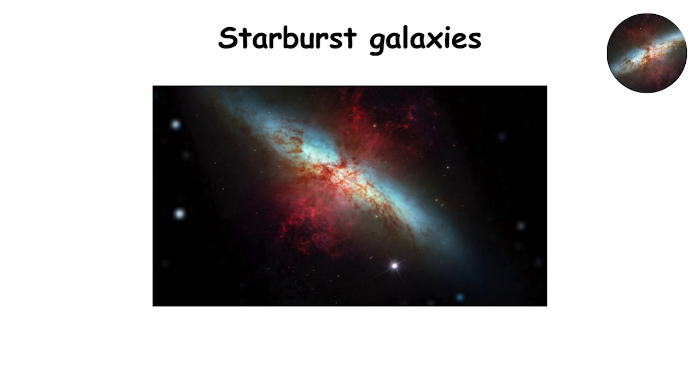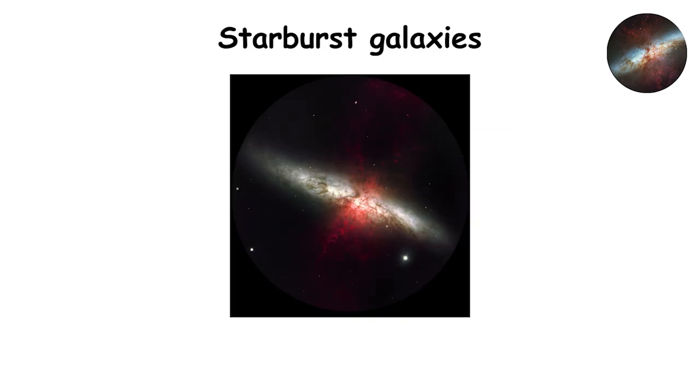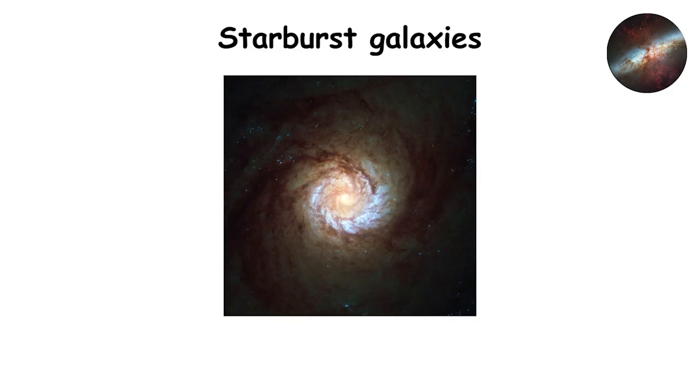All this rapid star birth creates powerful winds that blast gas outward at speeds over 1,000,000 miles per hour, sometimes completely blowing material out of the galaxy. While all this activity creates dust that blocks visible light, it makes these galaxies shine incredibly bright in infrared light. The famous Cigar Galaxy, M82, is a great example, forming stars 10 times faster than our entire Milky Way. These extreme galaxies help scientists understand how violent cosmic events can temporarily turn galaxies into stellar powerhouses.